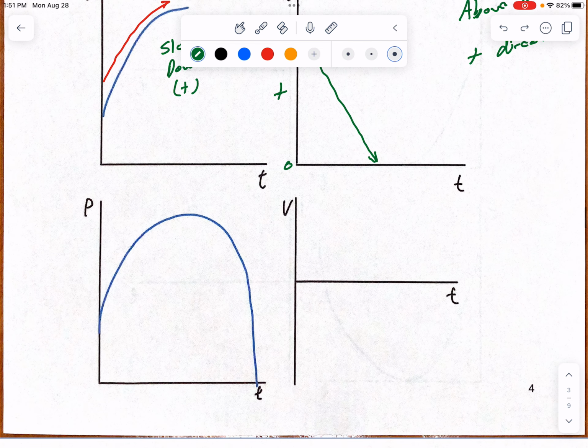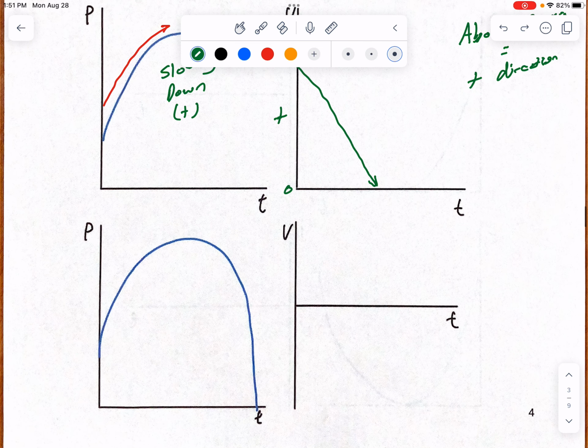Now, if we go down to the next one, it's just a mixture of both. So we have slowing down, which we just did. So slowing down in the positive direction. And then we stop. And then we start speeding up in the negative direction. Okay, so now we've got to take this over.